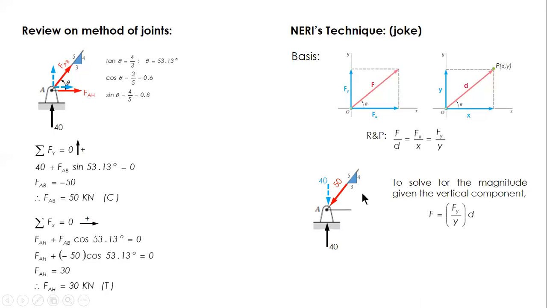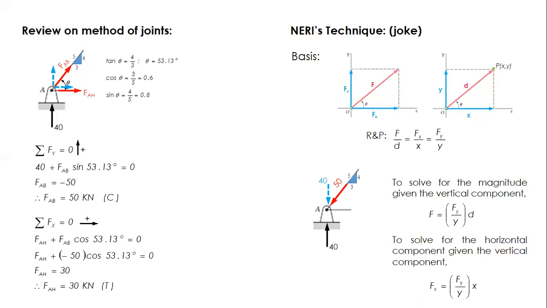And then, for the horizontal component, same lang. Focus on this one. Center and right. To solve for Fx, i-cross multiply ni mang x sa right. And this is what you will get. So again, 40 divided by 4, you have 10 times 3, you have 30.